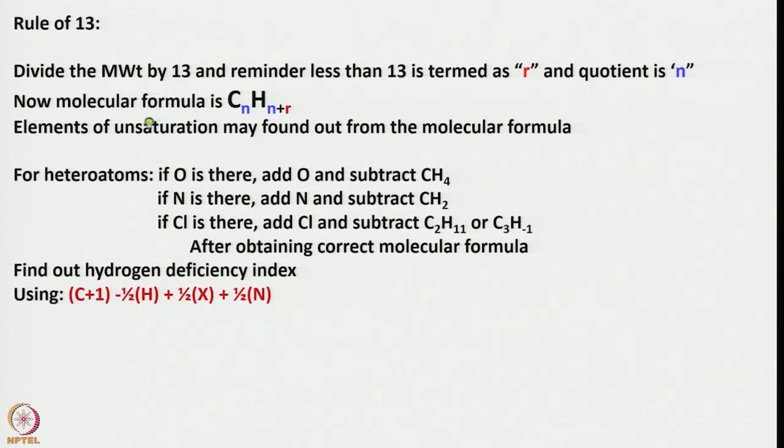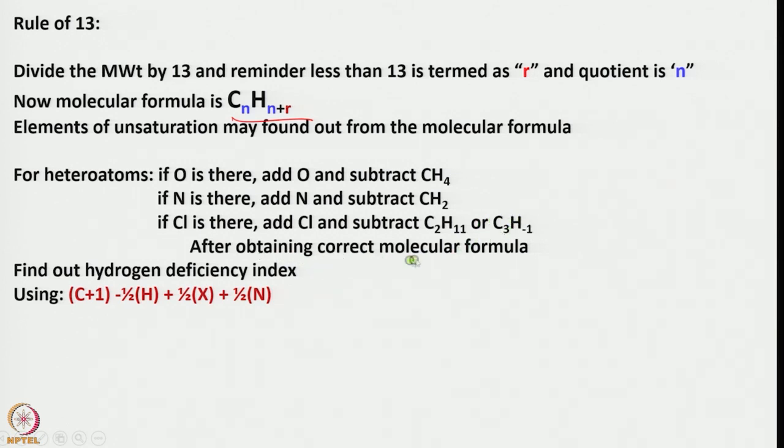So the molecular formula is CnHn plus R here. And then the elements of unsaturation may be found out from the molecular formula. If O is there, add O and subtract CH4. If N is there, add N and subtract CH2. Again, remember this odd and even molecular weight. And if Cl is there, add Cl and subtract C2H11, or subtract C3H-1. That means add one more H and take out 3 carbon atoms.